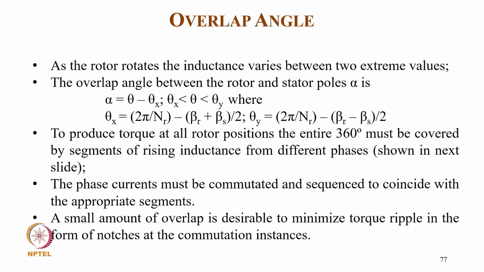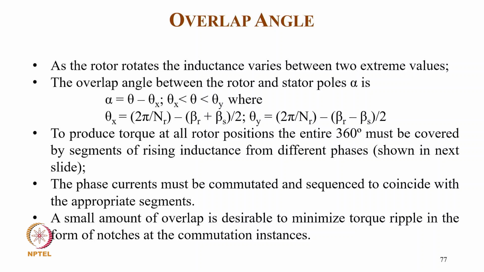So coming to overlap angle, as the rotor rotates, the inductance varies between the two extreme values, and the overlap angle between the stator and rotor poles is alpha, where alpha equal to theta minus theta x, and theta lies between theta x and theta y, where theta x equal to pi upon Nr minus (beta r plus beta s) by 2, and theta y equal to 2 pi upon Nr minus (beta r minus beta s) divided by 2.